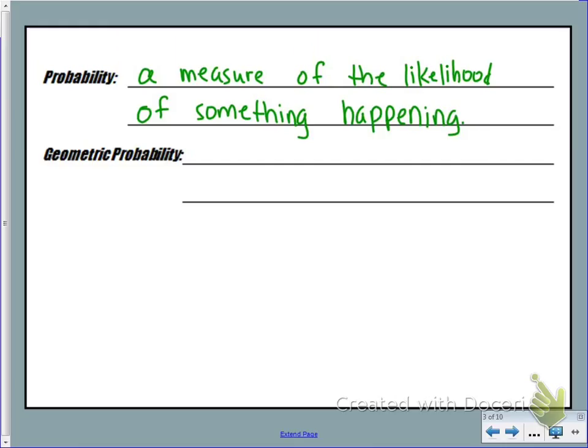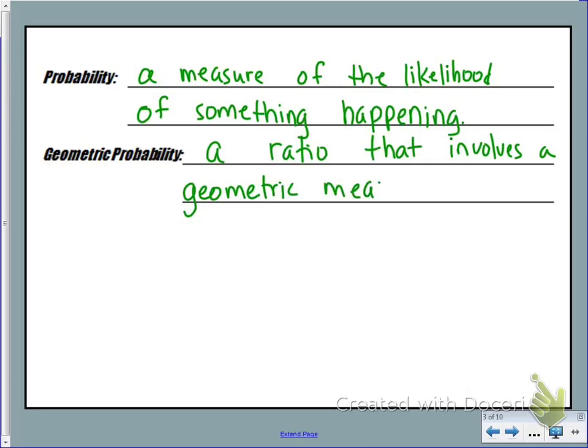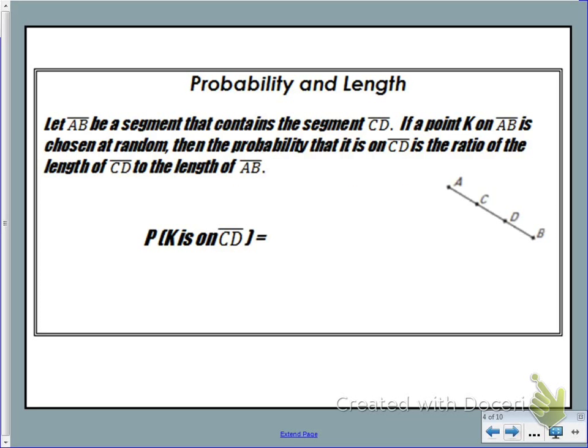Geometric probability is just simply a ratio. Keep in mind, a ratio is just a comparison with a fraction. A ratio that involves a geometric measure, such as length or area. So we've spent a lot of time this unit calculating different areas. So we're going to be using some of those areas to calculate probabilities. Let's start with probability dealing with lengths.